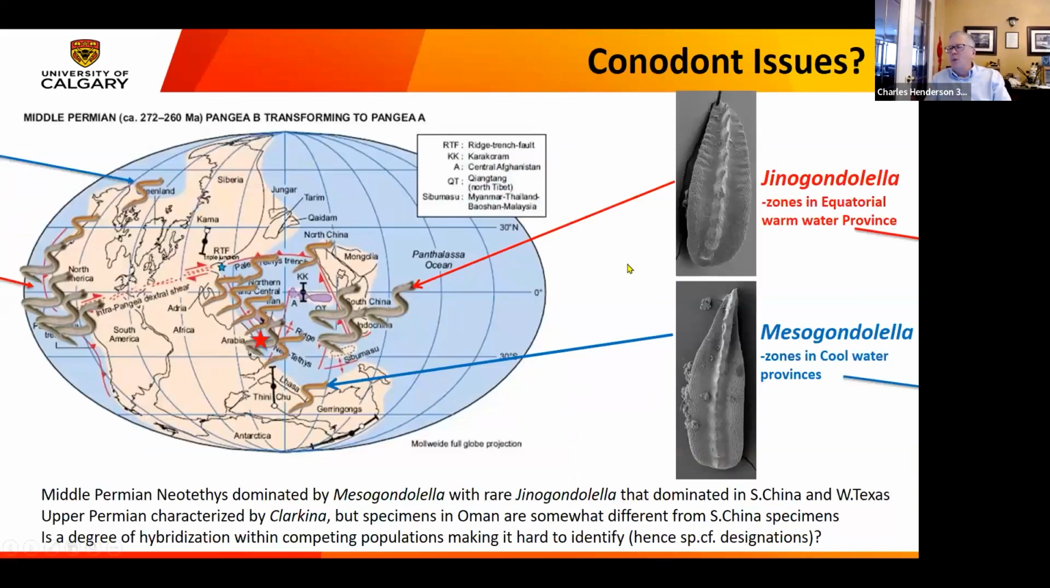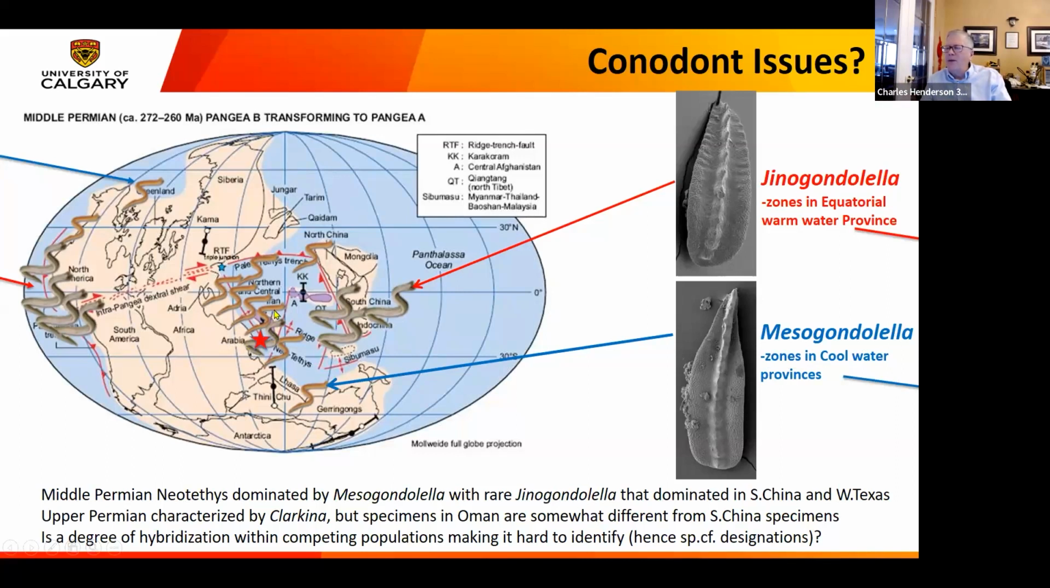And so we need to remember that Genogondolella is an equatorial warm water, and Mesogondolella is a cool water province, and that creates some problems. But basal Rhodian, hey, that was solved.